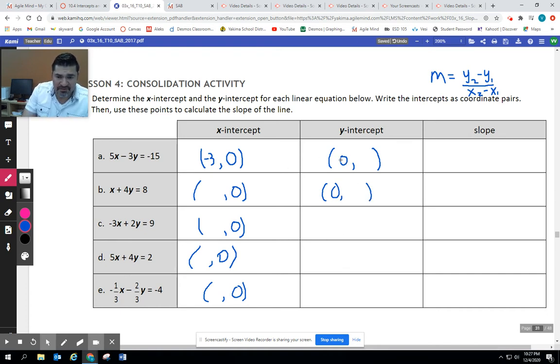Let's go ahead and do this one. So if we plug in 0 for x, this disappears. And we have negative 3y equals negative 15. So what is the value of y? Okay, remember, this is going to disappear. Negative 3y equals negative 15. What's the value of y? If you said 5, you are correct.